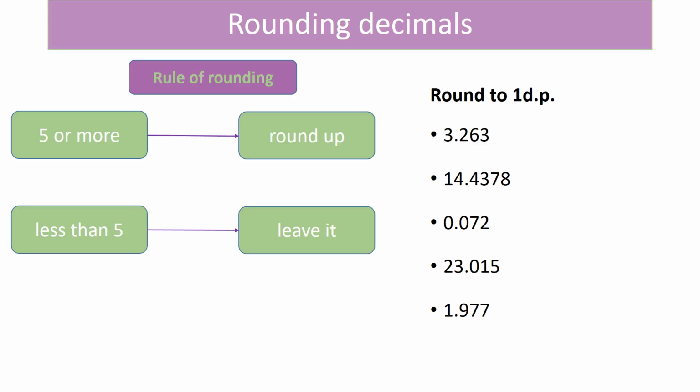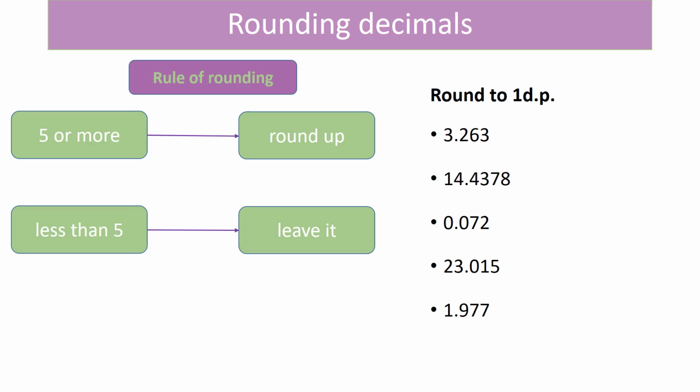In this video, we're going to look at how to round decimal numbers. You need to be aware of the rules of rounding, which states that when you have 5 or more, you round up, and when you have less than 5, you leave the number as it is. So let's have a look at some examples.